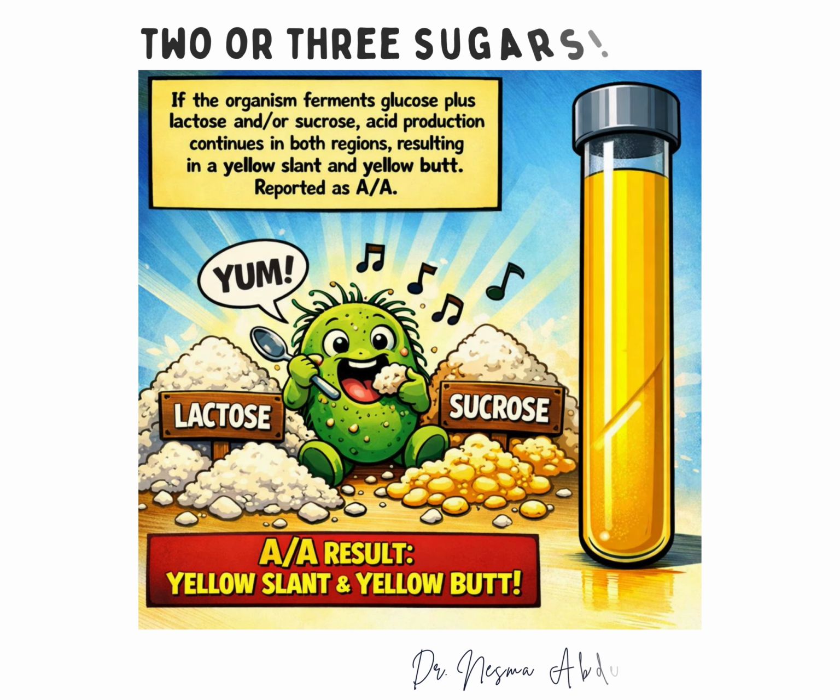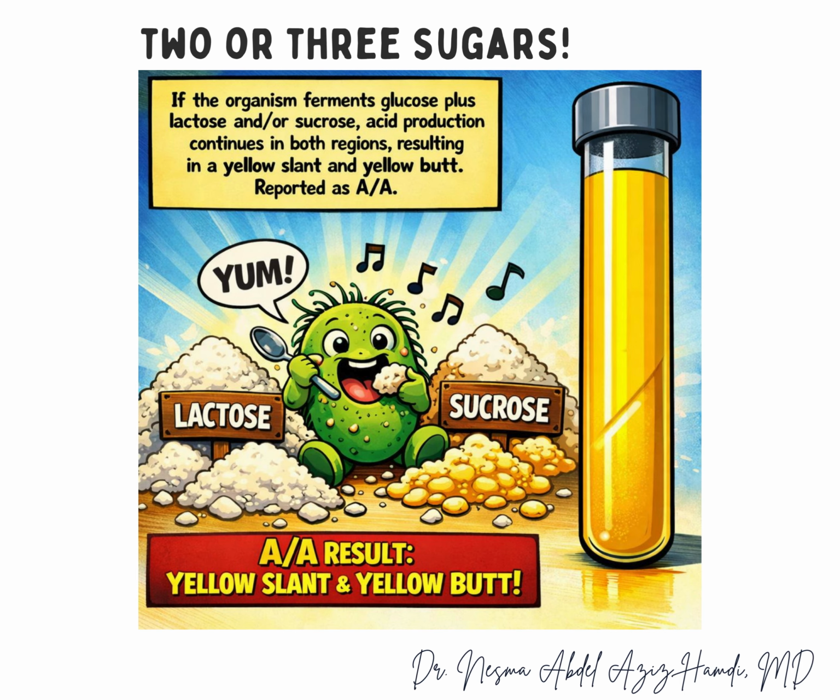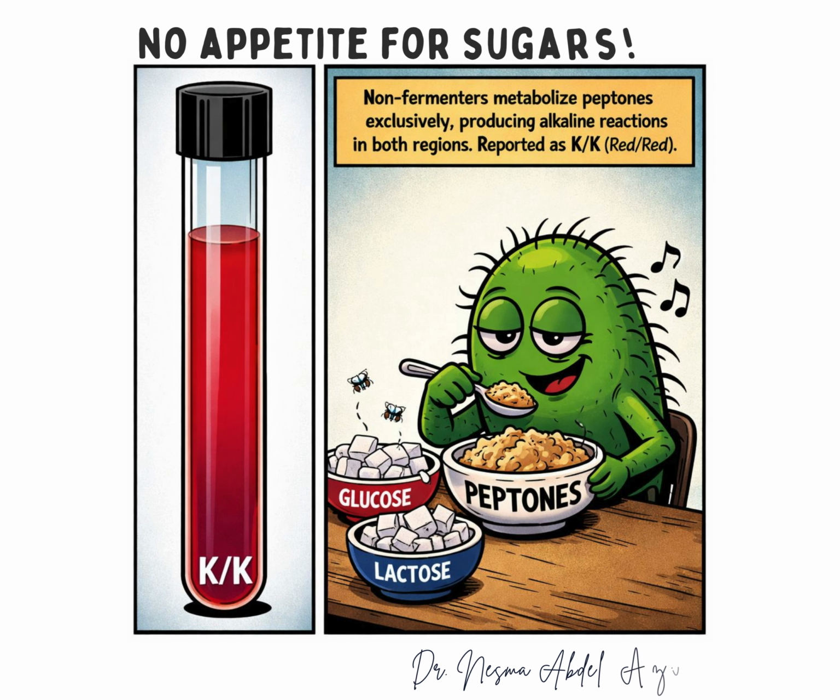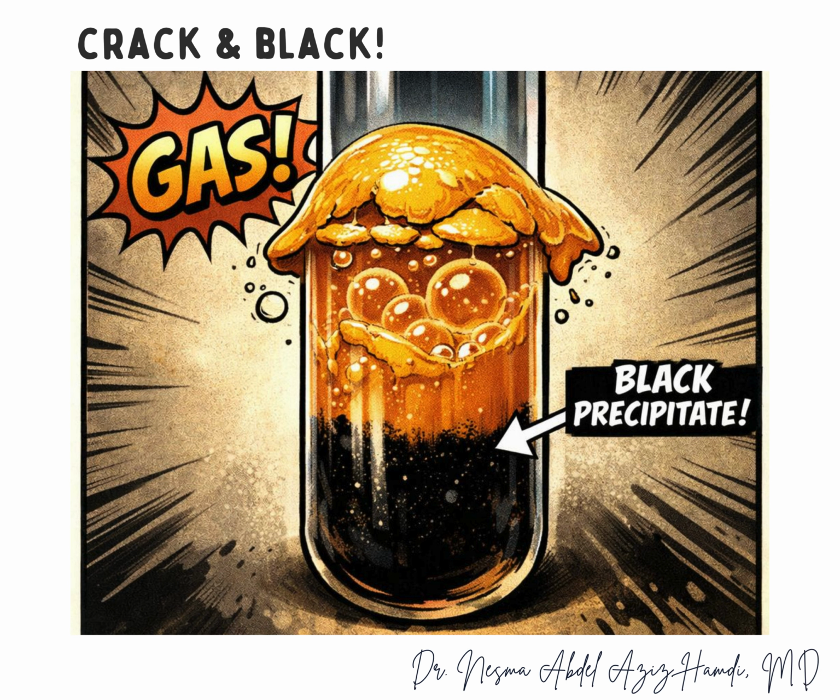If the organism ferments glucose as well as lactose and/or sucrose, acid production continues in both the slant and butt, resulting in a yellow slant and yellow butt, and the pattern is reported as A/A. Organisms that do not ferment any of the sugars metabolize peptones exclusively, producing alkaline reactions in both regions, giving a red slant and red butt, or a K/K pattern. Gas production during carbohydrate fermentation is detected by cracks, bubbles, or lifting of the agar, while hydrogen sulfide production appears as a black precipitate due to the reaction of hydrogen sulfide with iron in the medium.